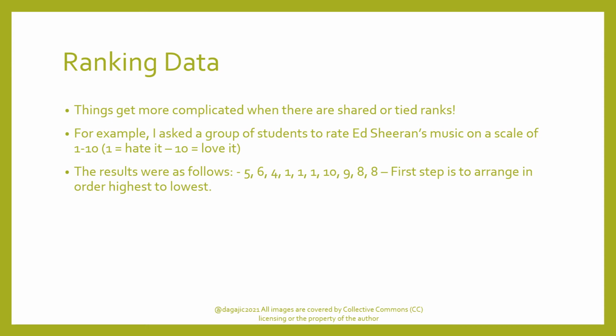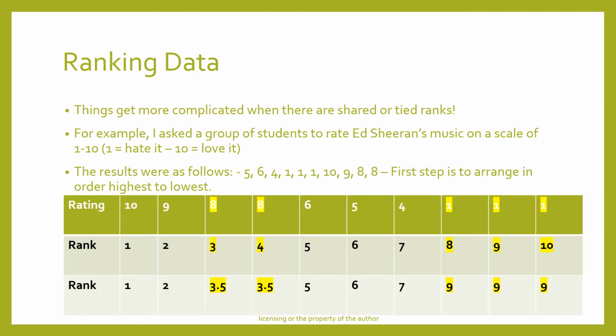As in the previous example, the first step is to arrange in order, but this time from highest to lowest, because obviously we want a score of 10 to have the first place. So just as before, we put them into order. So we've got 10, 9, 8, 8, 6, 5, 4, 1, 1, 1. We can put our ranks underneath, but if you look at the highlights, you can see we've got a bit of an issue here because we've got shared or tied ranks.